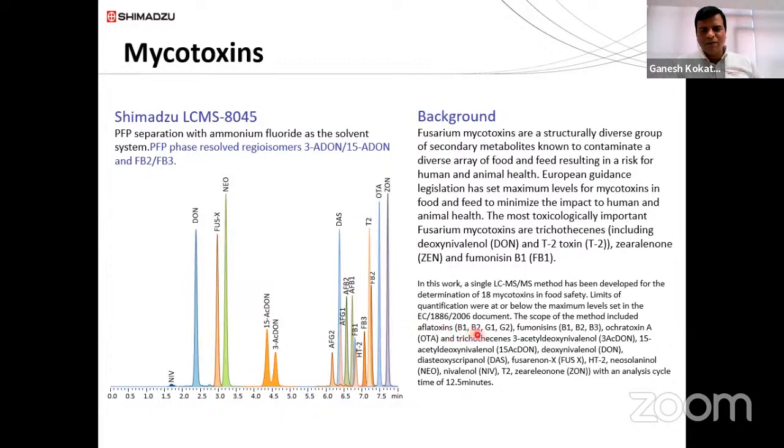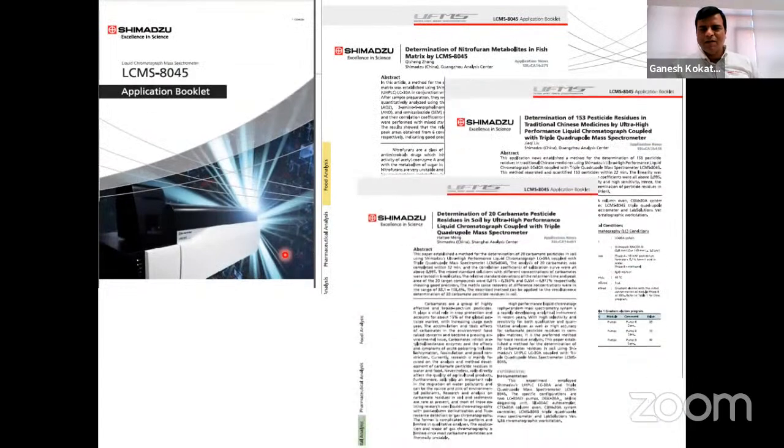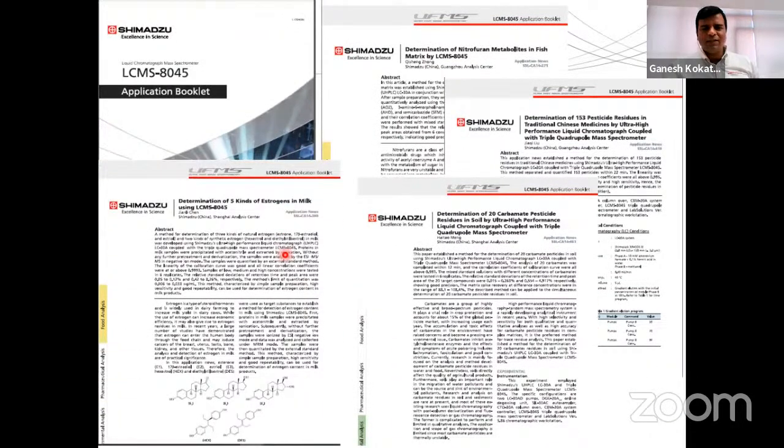So if you see aflatoxin B1, B2, or G1, G2, and apart from that, different vitamins like vitamin B, vitamin D, how much calcium is present, what is the limit of that calcium, what are the different limits of pesticides. Those are the different applications of LCMS. And one more application: estrogen present in milk. Five kinds of estrogens are present in milk, and for determination of that estrogen we are using LCMS. There are a lot of different applications apart from these.